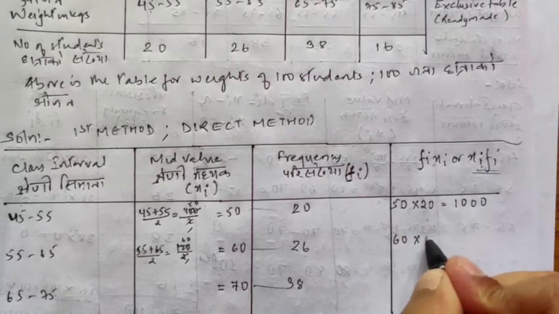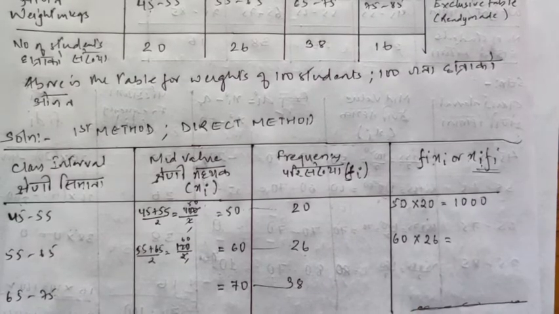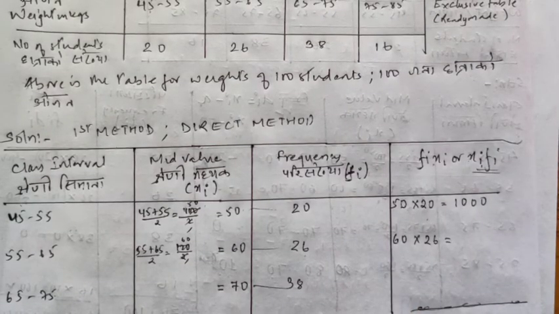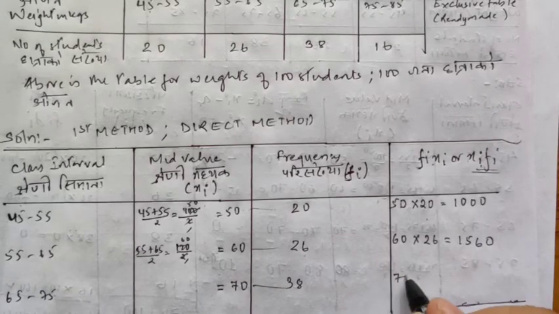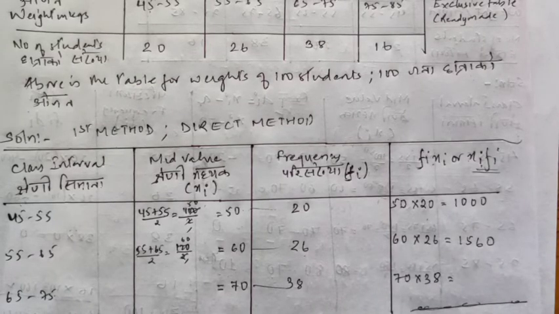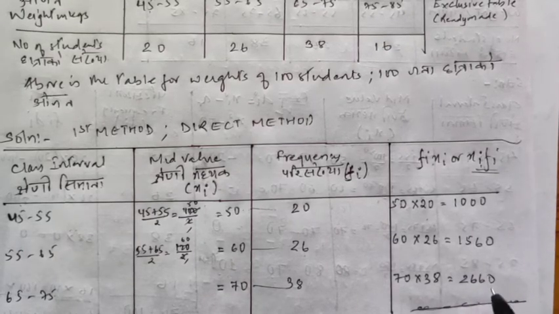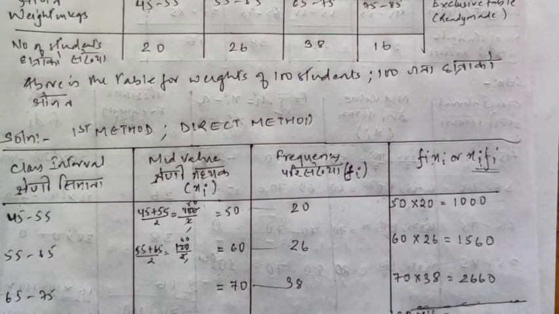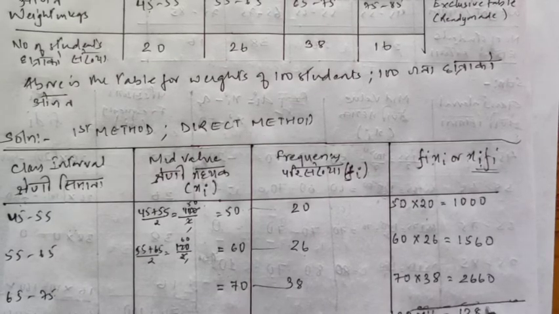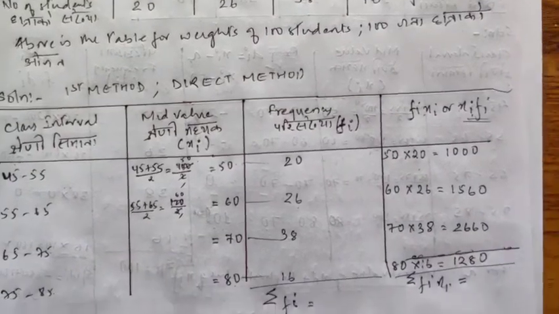So 60 into 26. In the rough, multiply, I want to see all the rough work that you have done. This will give me 1560. Okay, then it's going to be 70 into 38. So I want to see the rough work. In the rough, you'll multiply and show me how much we get. 2660, and in the end it is 80 into 16. So 80 into 16 will give us 1280.